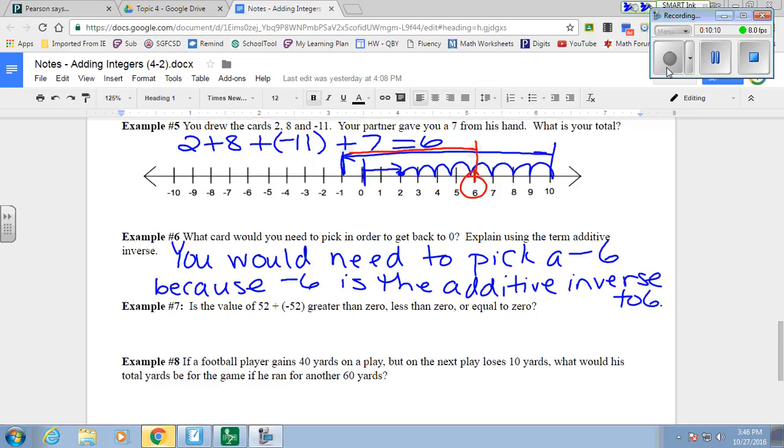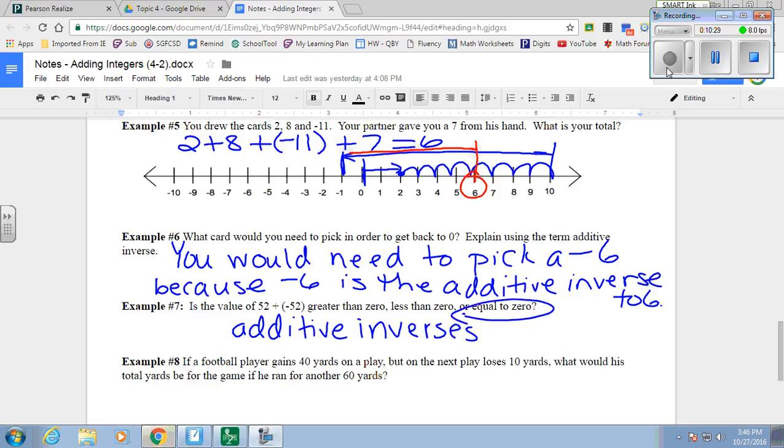Number 7 says, is the value of 52 plus negative 52 greater than 0, less than 0, or equal to 0? Well, 52 and negative 52 are additive inverses, so that would mean that if I was to add them together, they would be equal to 0.